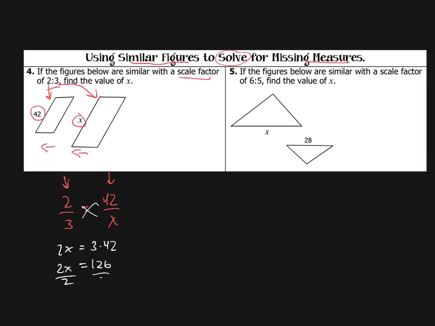We'll divide by the 2 on both sides, and we'll get an x of 63. Now, it says to find the value of x. So x looks like it's 63, and we're all set.